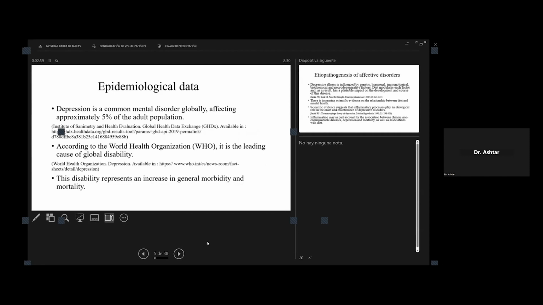Epidemiological data. Depression is a common mental disorder globally, affecting approximately 5% of the adult population. And here is the reference. According to the World Health Organization, it's the leading cause of global disability, referenced. This disability represents an increase in general morbidity and mortality.